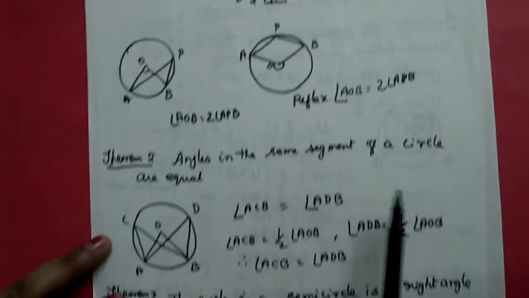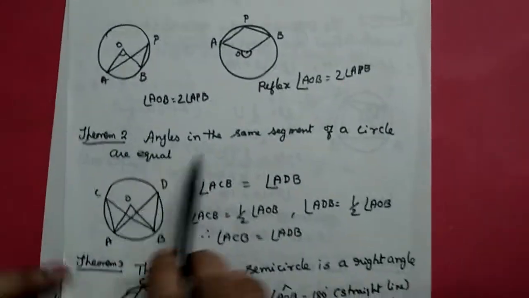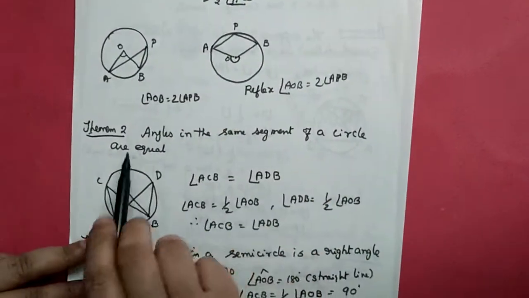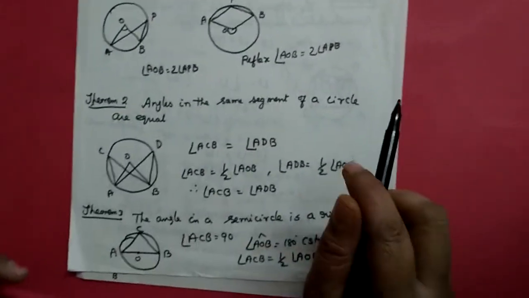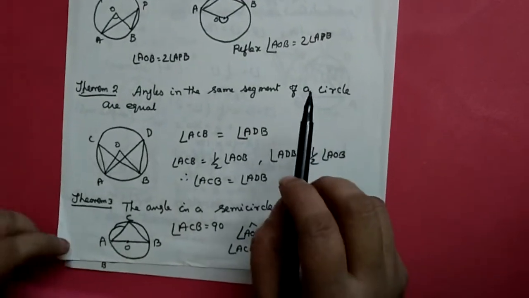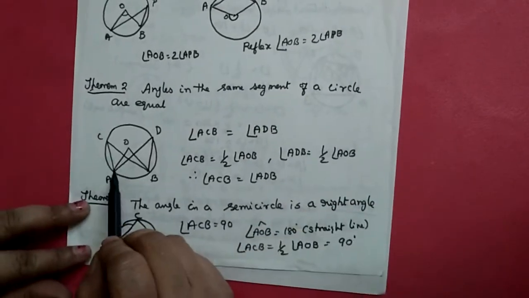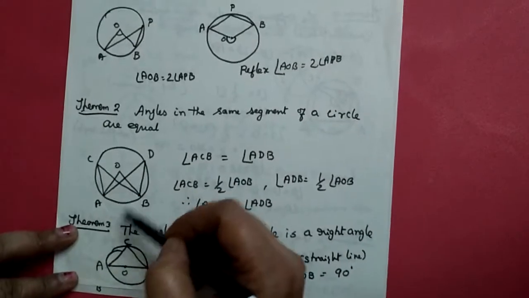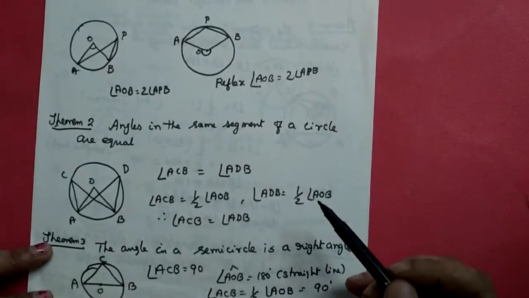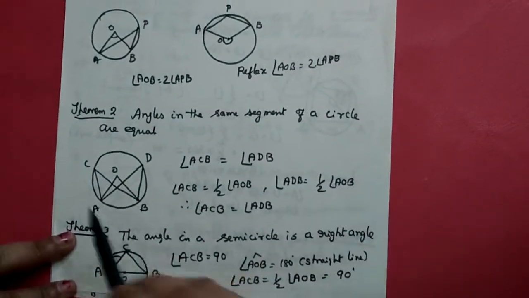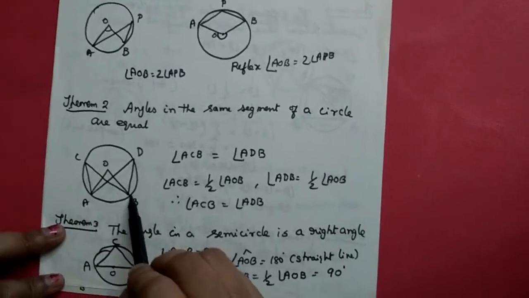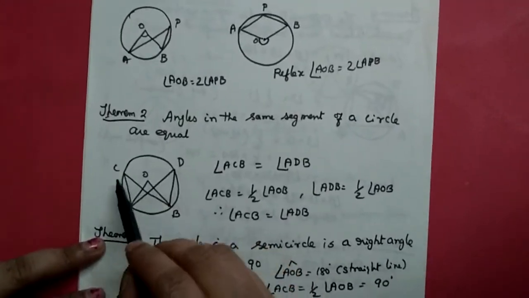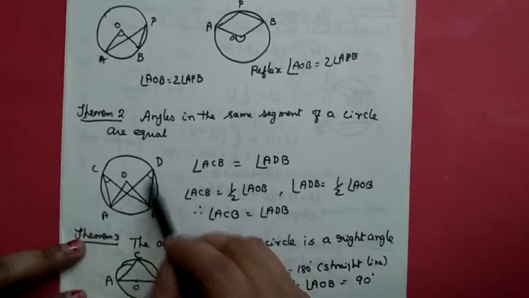Okay, coming to theorem number 2. Angles in the same segment of a circle are equal. So what is angle in the same segment? Now this is a chord. This is the major segment. This is the minor segment. Already I discussed about the segments. Okay, this portion, the same arc subtends angle C, the same arc subtends here. So you have to prove angle C is equal to angle D.